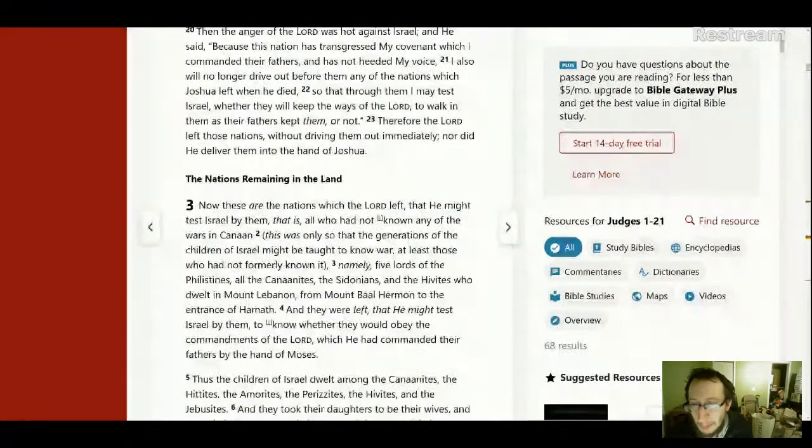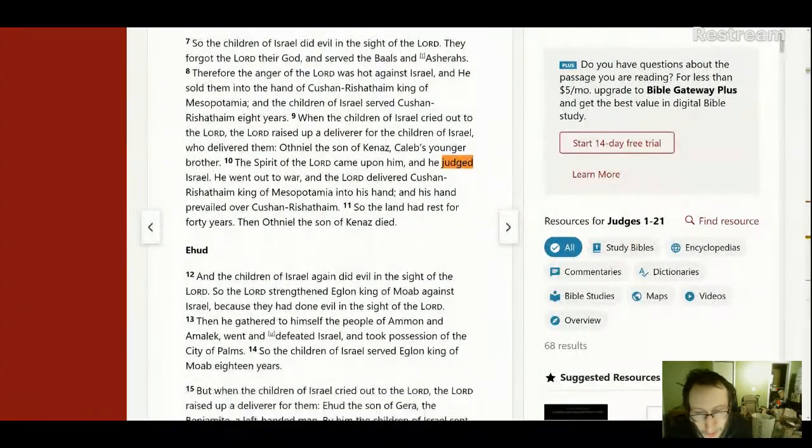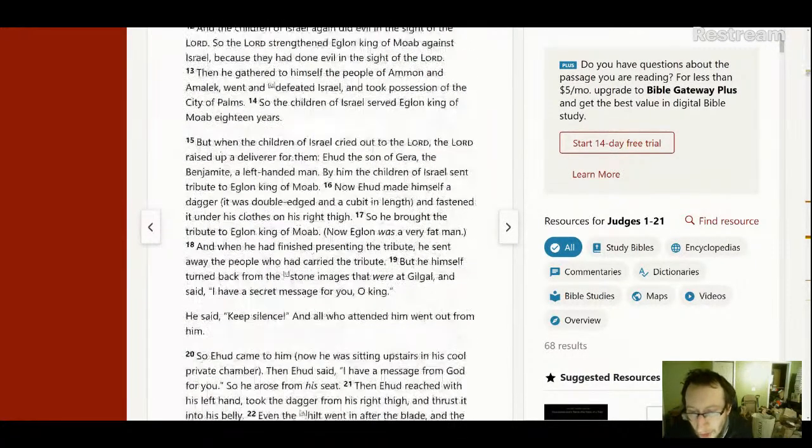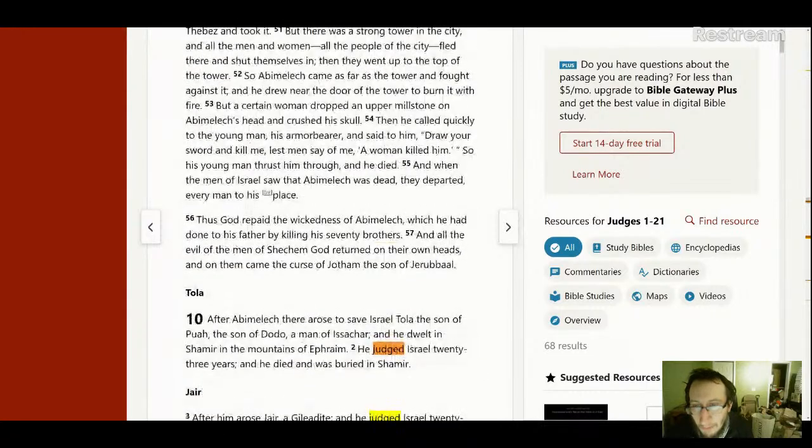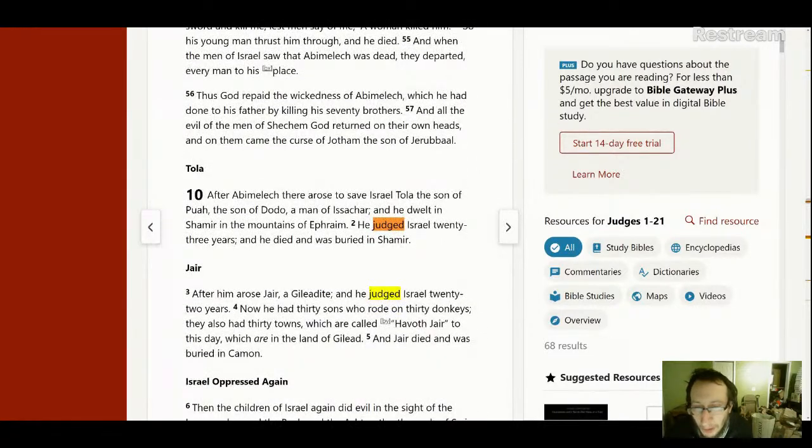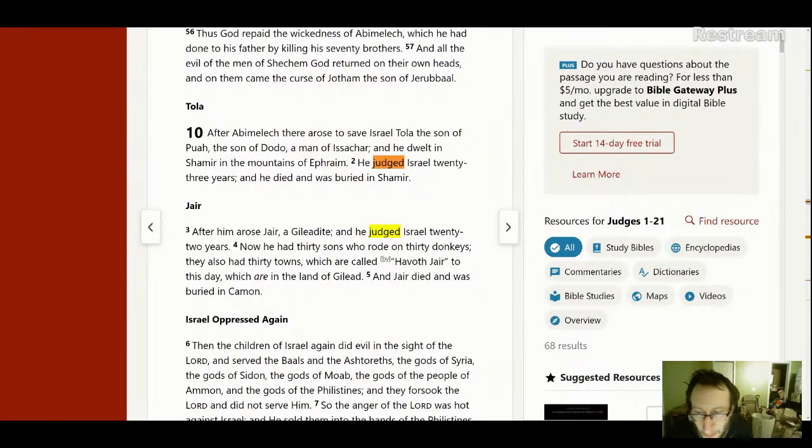So we have Othniel. He judged Israel. Usually it'll say how long they judged and then how many years had rest. Okay, Ehud judged. Then we have Tola. Now here, look. He judged Israel 23 years and he died and was buried in Shamir. Then Jair. He judged Israel 22 years. And it says he had 30 sons who rode on 30 donkeys. They also had 30 towns.